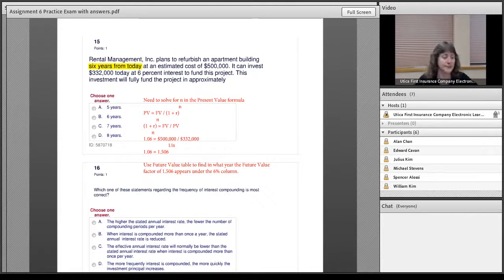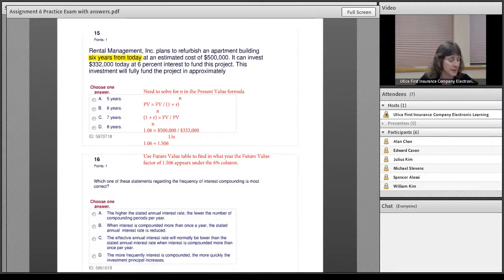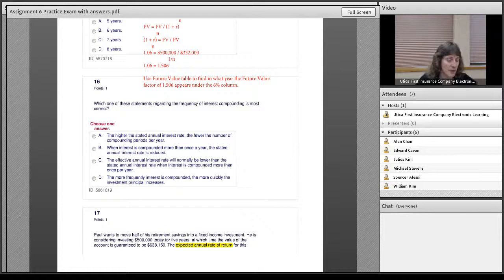Okay, so now we're going to go to question 16. No calculations on question 16. Which one of these statements regarding the frequency of interest compounding is most correct? And the answer is D. The more frequently interest is compounded, the more quickly the investment principal increases. That was slide 12, we talked about it.